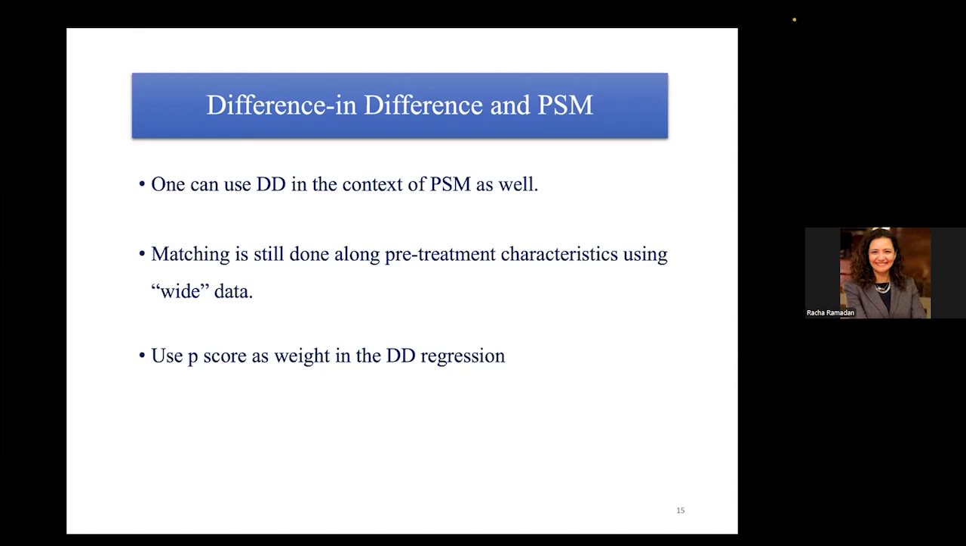Then you will apply the difference in difference regression. However, you will use the p-score as a weight, like we saw yesterday. This would allow you to control for the probability of selection into the program, which is advantageous because you will take into consideration, or get the benefit of, both methods.